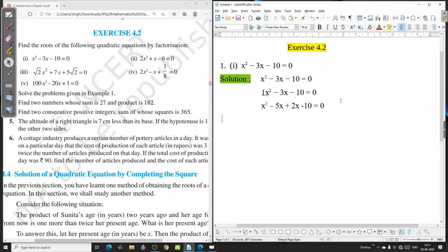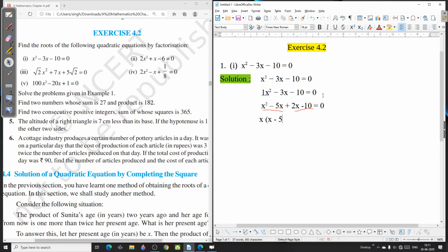We will take out common terms. The first two terms are x square minus 5x. The remaining two terms are 2x minus 10. What is common in the first two terms? If you see it very carefully, x is common. So take out x common. The remaining will be x minus 5.